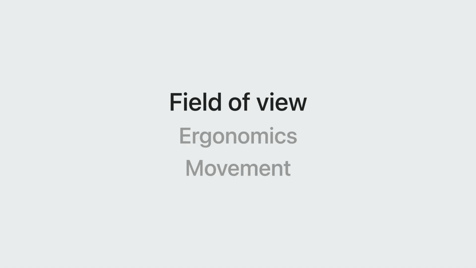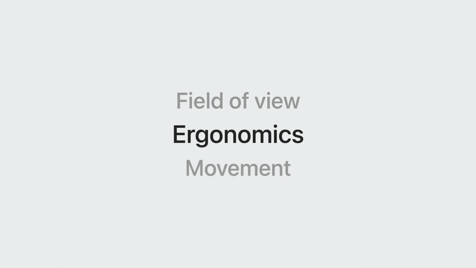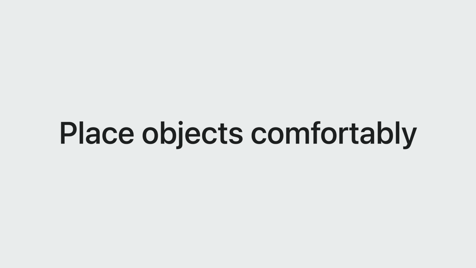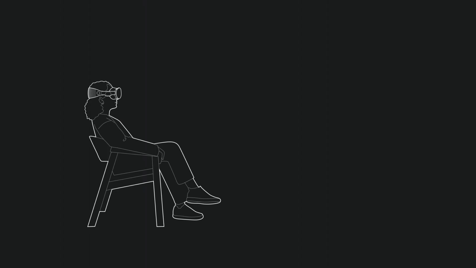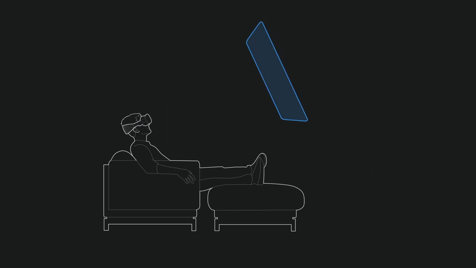Designing with people at the center also means to design with ergonomics in mind. The placement of your content has a big effect on how people react physically. So place objects comfortably in all dimensions. By default, windows are placed along a natural line of sight to encourage a healthy and comfortable posture. When placing your own content, place it relative to the person's head in the direction they're facing. This helps people see and interact with your content and accounts for people of different heights and in different positions, like laying back on a couch.